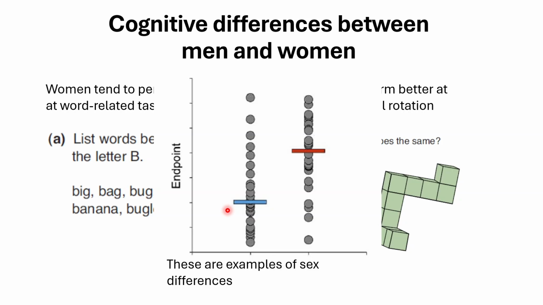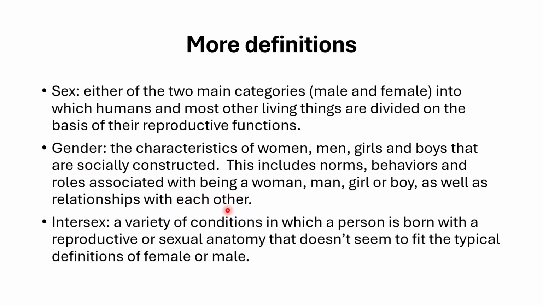Additional definitions are important here because we're getting more and more human focused. We've been talking about sex, right? The two main categories of male and female, and of course we can do that for humans to some degree. There's also gender, which is not something we associate with non-human animals. It's a concept that's related just to humans alone. That is the characteristics of women, men, boys, and girls. These are things that are largely socially constructed.